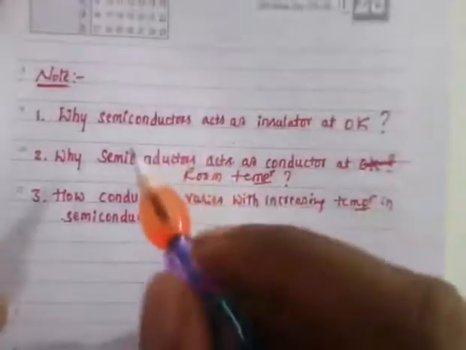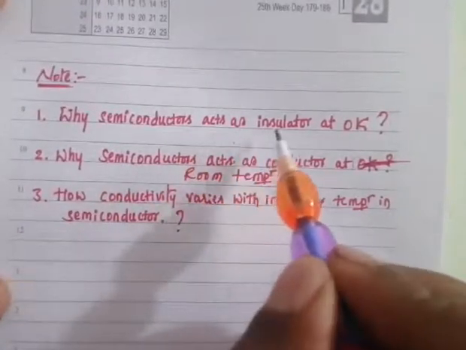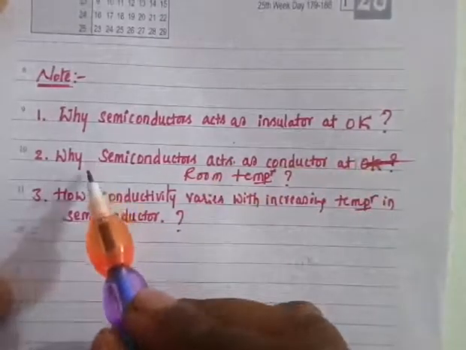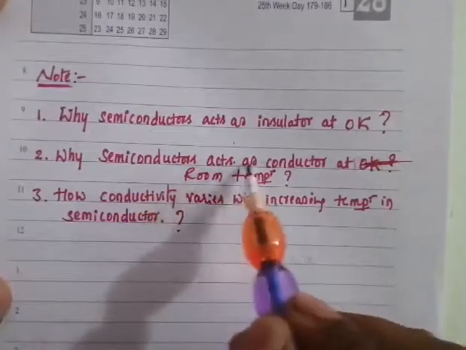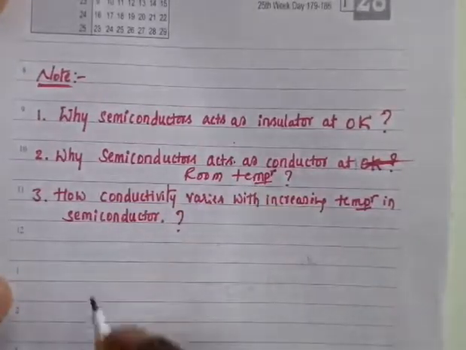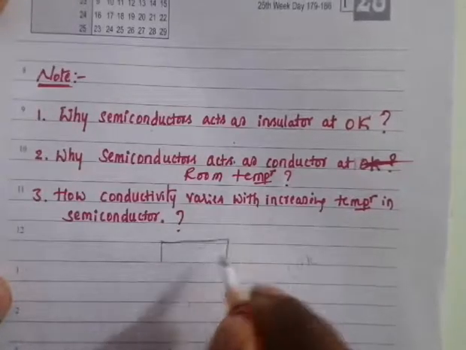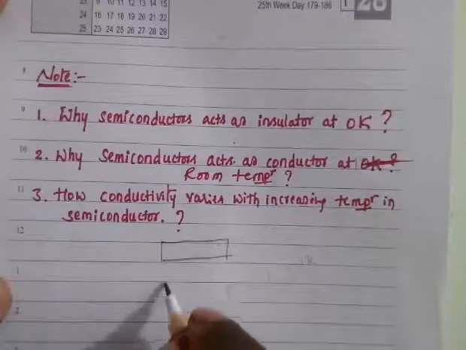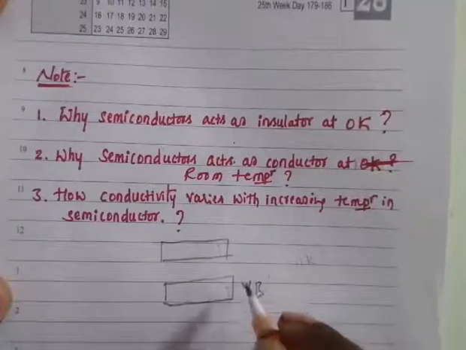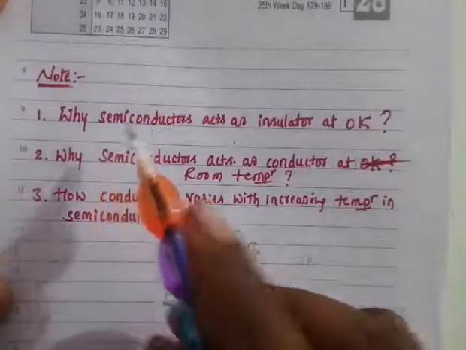So the next questions are like this. Why semiconductors act as an insulator at 0 Kelvin? Why semiconductors act as a conductor at room temperature? Here we need to understand based on energy bands. So this is valence band, this is conduction band. So let us answer the first question.